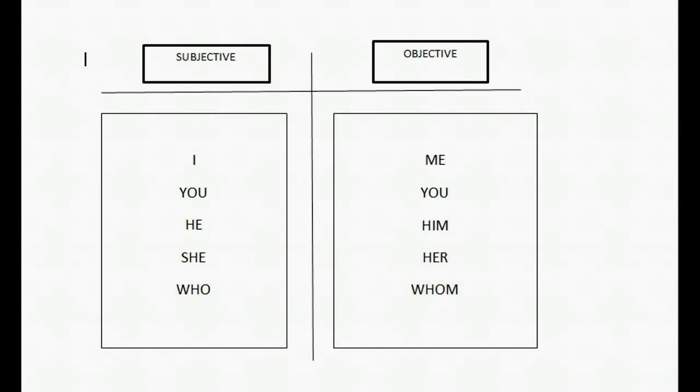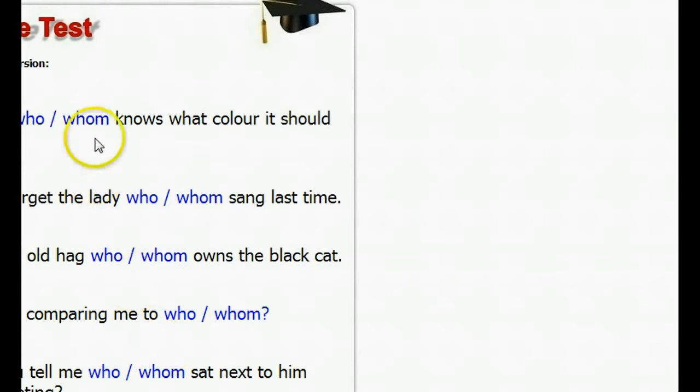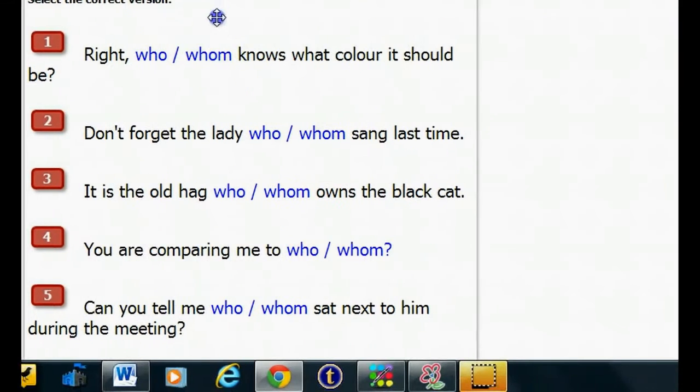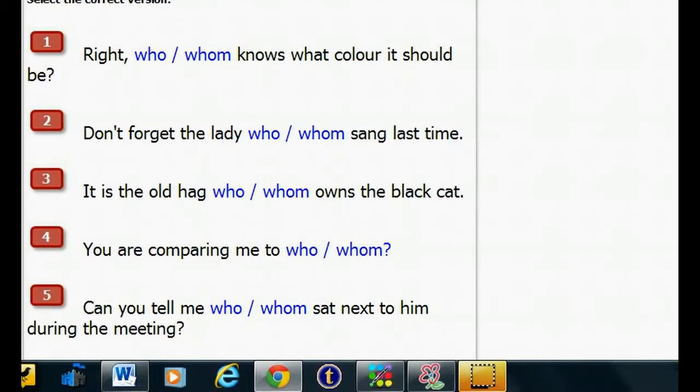Okay, let's try a little quiz here. All right, let me get this straightened out to where I need it to be, and we'll take this little test. Okay, right. Who knows what color it should be? Number one. Don't worry about the word color. I know it looks like it's spelled wrong, but this is either Canadian or British, and that's how they spell color. So that's the explanation for that.